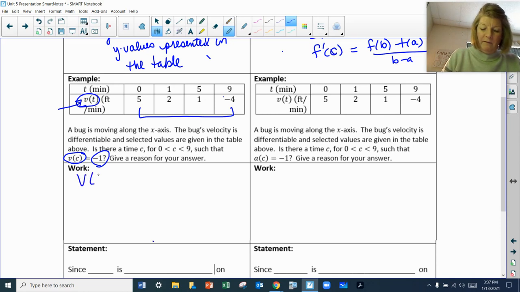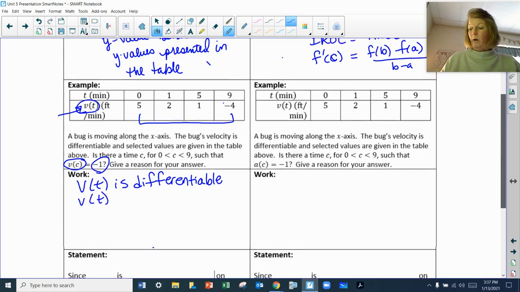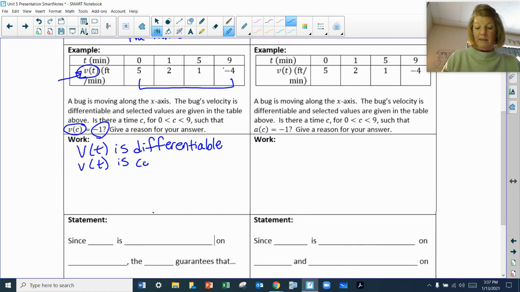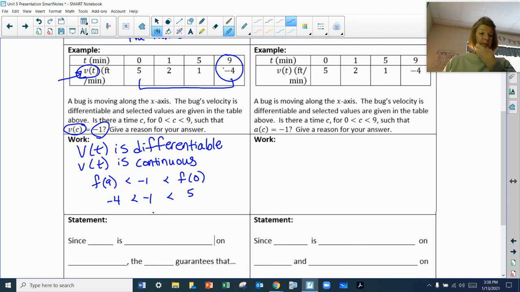So our work would be v of t is differentiable. These are things that you would have to state on your AP exam if you were doing these. From that, well, what did we say the condition was? We had to have continuity. So v of t is continuous because it is differentiable. And I need to know that -1 resides between f of, which one do I want? f of 9 and f of 0. Or I could even make it more obvious by using those numbers.